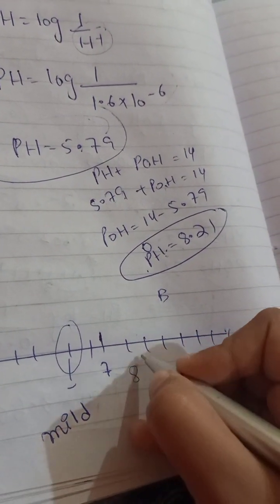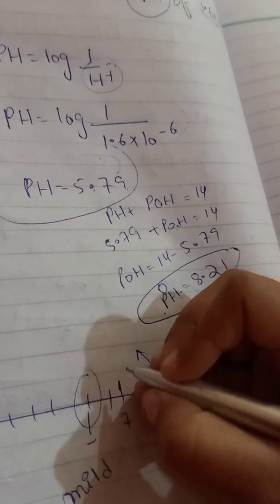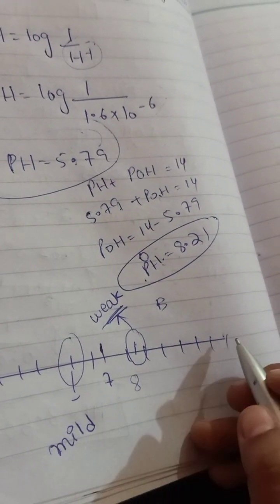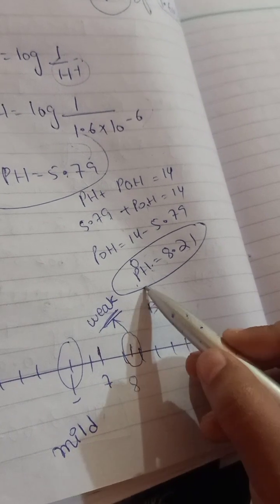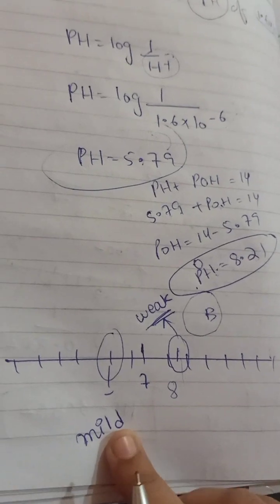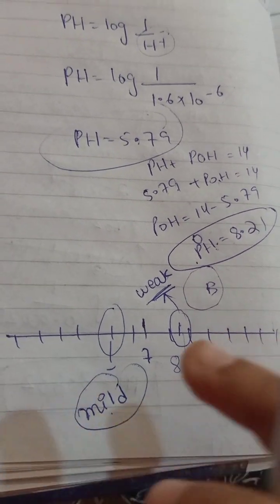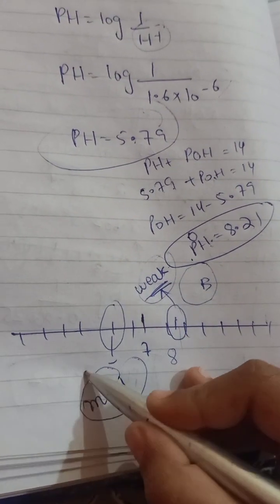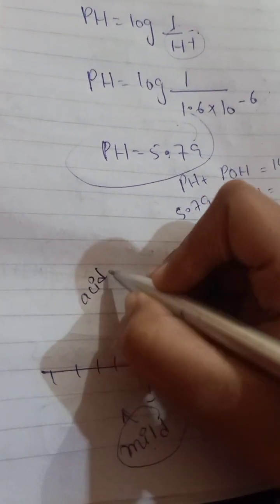This is 8, which means it is not strong but a weak base. Yes, weak. If the concentration of OH changes up to 12, 13, 14, that means it is strong, but the concentration is at 8, which means it is weak, and this is mild. So this is weak and this is mild, neither weak nor strongly basic, in between. The mild is stronger than the weak. So the solution is acidic.